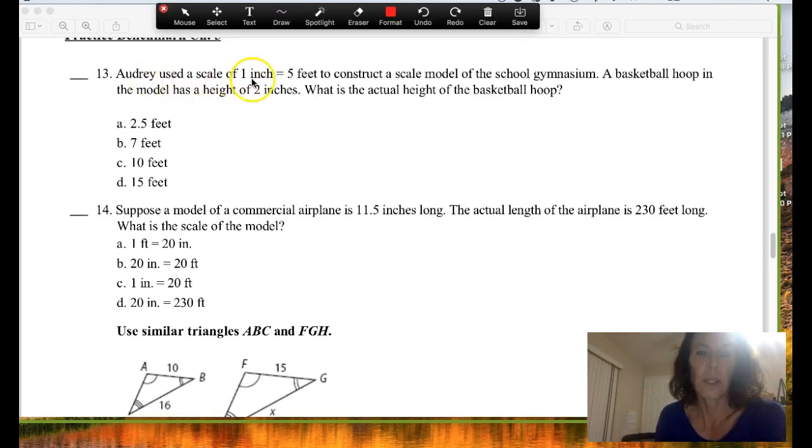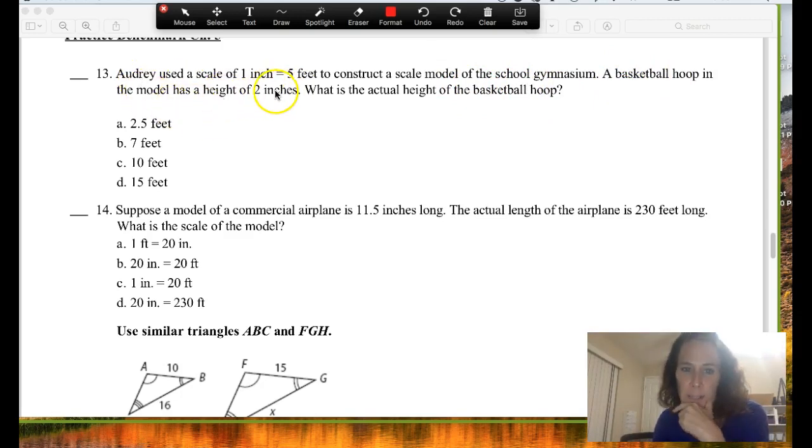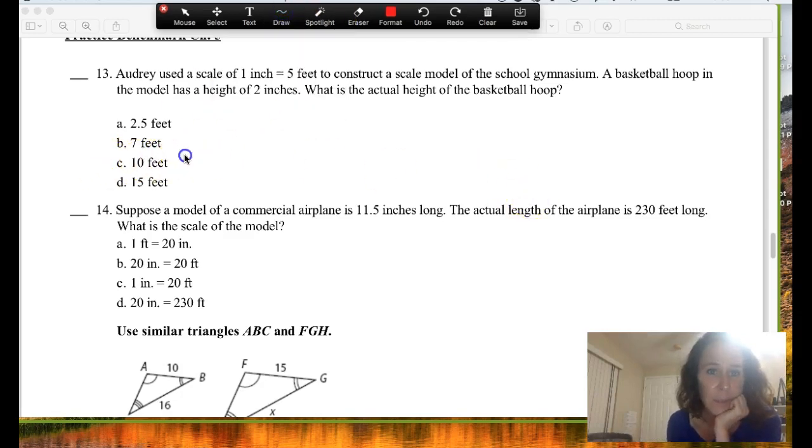Okay, Audrey used a scale. 1 inch is 5 feet to construct a scale model of the school gymnasium. So a basketball hoop in that model has a height of 2 inches. What's the actual height of the basketball hoop? So looking at the little model, the basketball hoop is only 2 inches. If 1 inch is 5 feet and the basketball hoop was 2 inches, well, you just multiply by 5 and you get 10 feet. Simple enough.